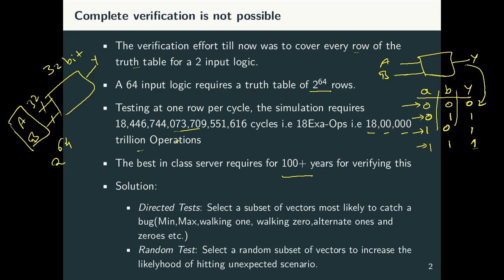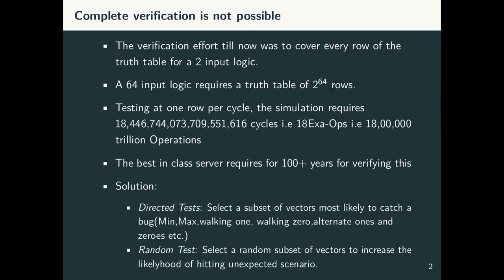So the approach that is normally taken during verification is a twofold approach. One is with directed test cases and the second is with random tests. With directed test cases, what we do is that we intelligently select a subset of our 2 to the power 64 vectors in this case and try to determine what are the combinations that are most likely to catch bugs.